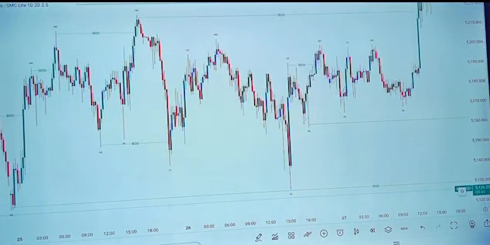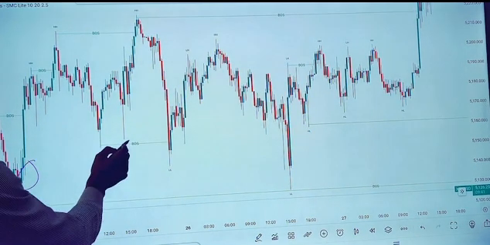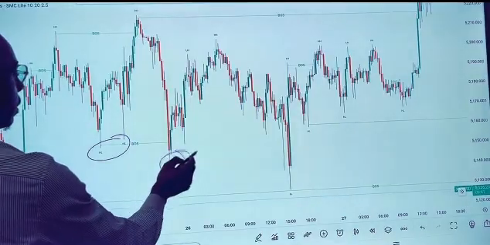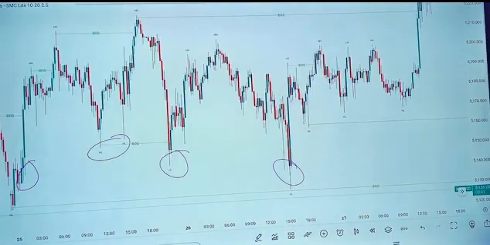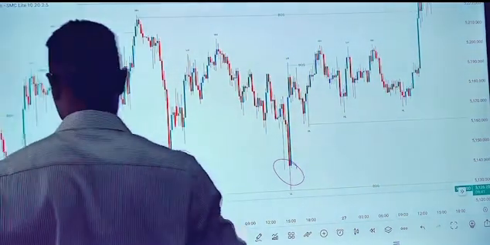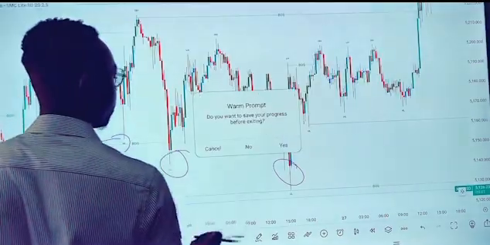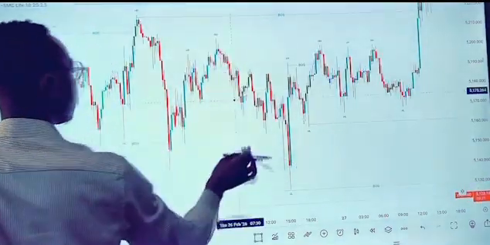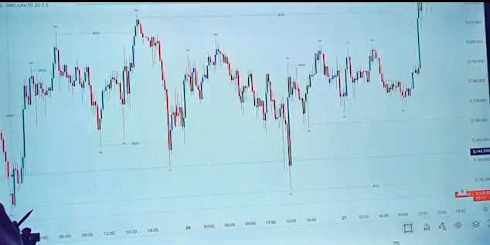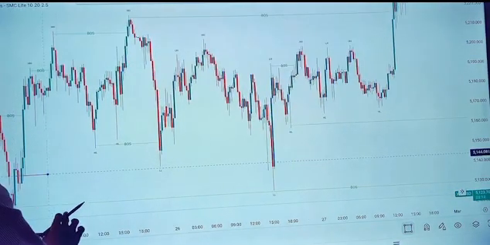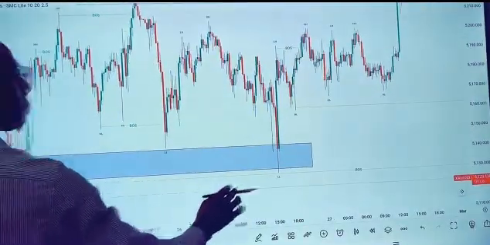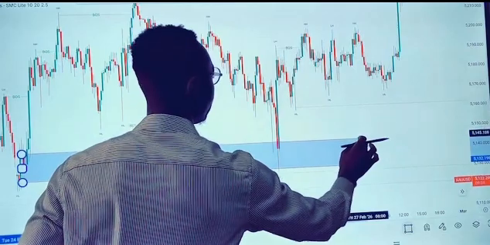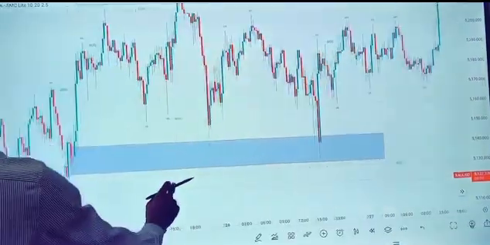So now we need to look for our key area. We have rejection here, here, here, and here. So what we need to do is to draw our key zone, indicate the zone, and wait for the price. Now we indicate the zone. Remember, I told you the price can actually.